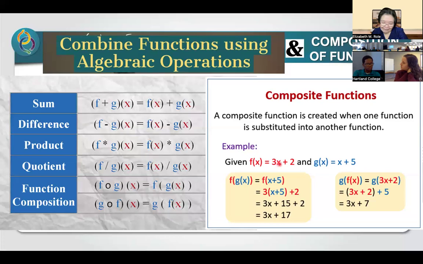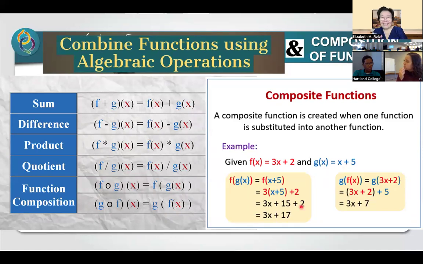So in the 3x plus 2, instead of x, I will put x plus 5. So 3 times x plus 5 is your g of x, plus 2 because our function is 3x plus 2. Simplifying, you now have 3x plus 15 plus 2, and your composite function f of g of x will now be 3x plus 17.